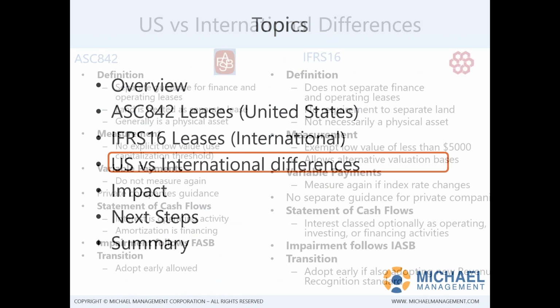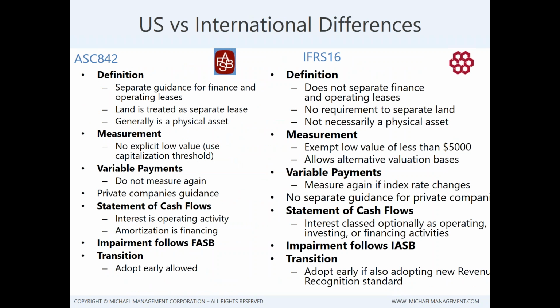So let's compare the two, international and the U.S. From a definition perspective, I've got U.S. on the left and the international on the right. U.S., I have separate guidance for finance and operating. International, I do not. Land can still be treated as a separate lease. On the international, no. There's no requirement to separate. You could take management judgment and do it.